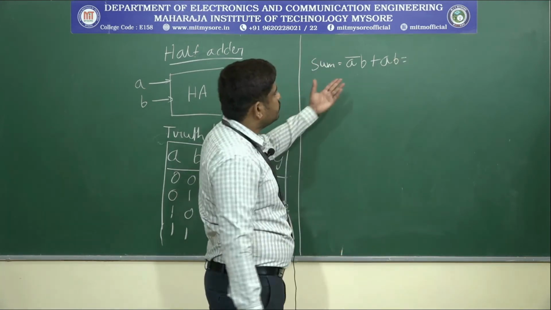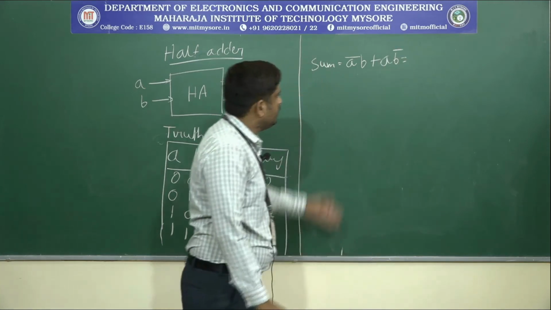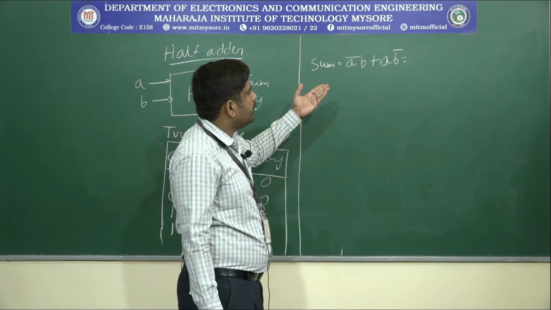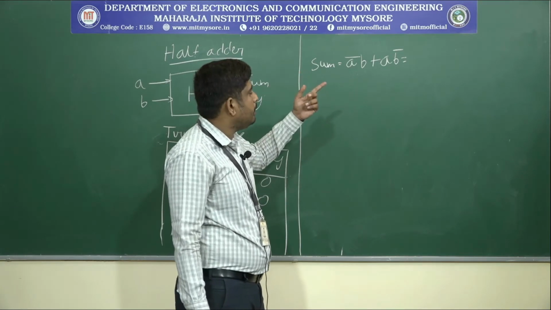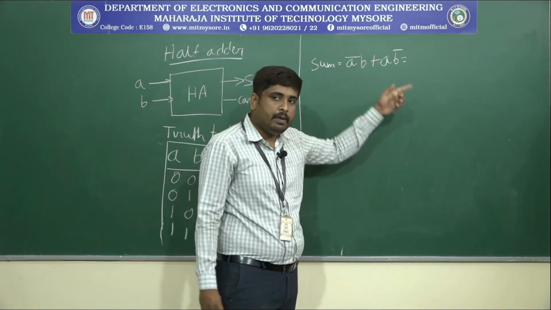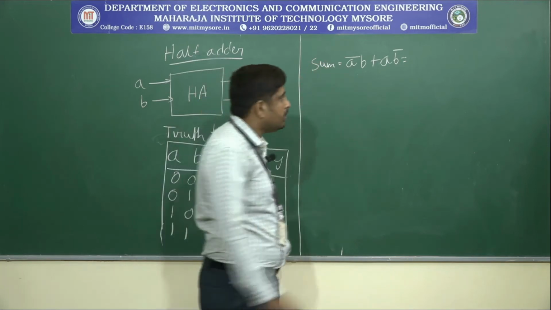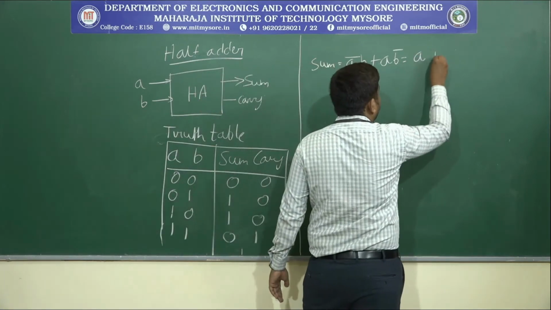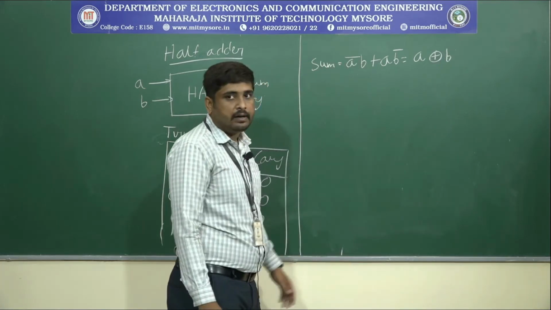Instead of this, we have to write a simpler equation, because if you use this equation, it requires two NOT gates, that is A bar and B bar, then two AND gates, A bar B and A B bar, then one more OR gate. That's why we simplified this equation. This can be replaced by an XOR gate. We simply write A XOR B.